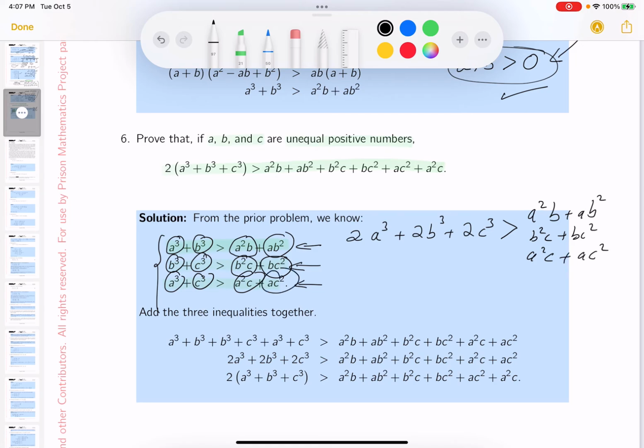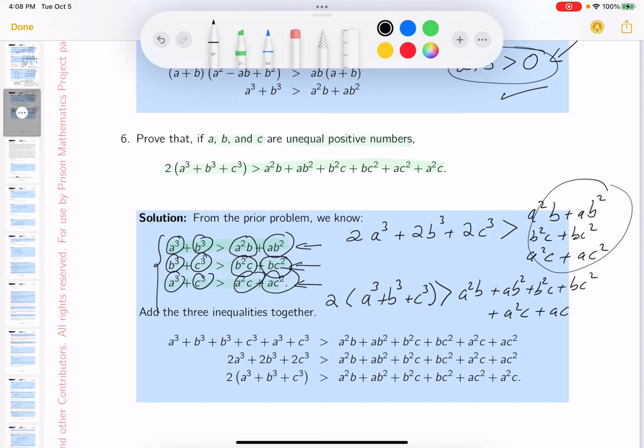What do I see? Let's clean it up. On the left side, I see 2 times a cubed plus b cubed plus c cubed is greater than, I'm just going to write down this side now. What do you get? A squared b plus ab squared plus b squared c plus bc squared, I'm running out of room, plus a squared c plus ac squared.